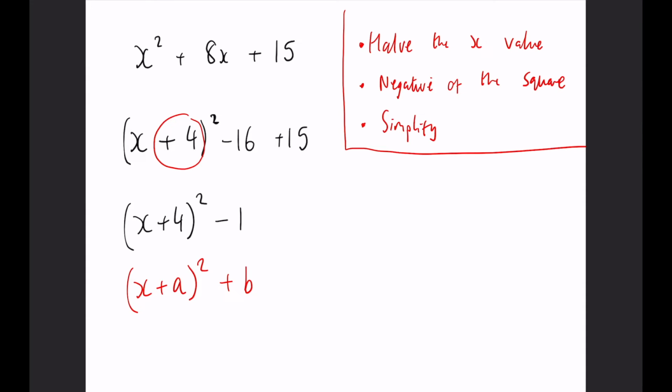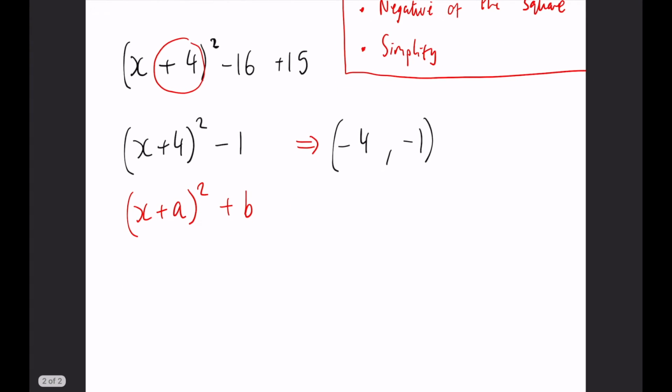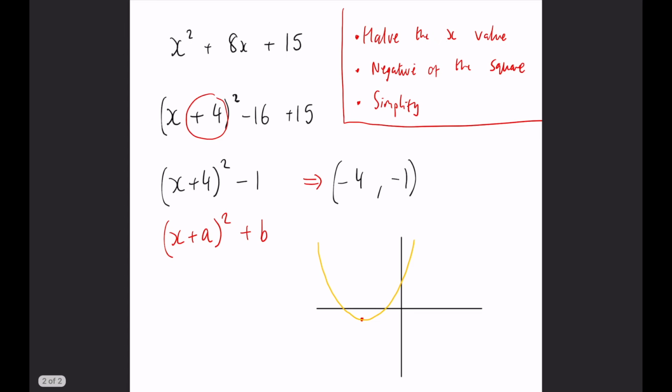Converting that into a turning point, we know that it was the negative of the a value, so we take negative 4, and then the b value follows. So the turning point for this equation is (minus 4, minus 1). If you were to draw it out, you know that the turning point is at (minus 4, minus 1), so it would look something like this, where the line goes like this. This is really useful for sketching your graphs, especially if you consider doing A-level maths. It is used all the time in that.